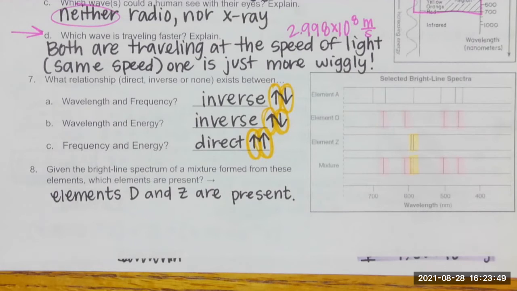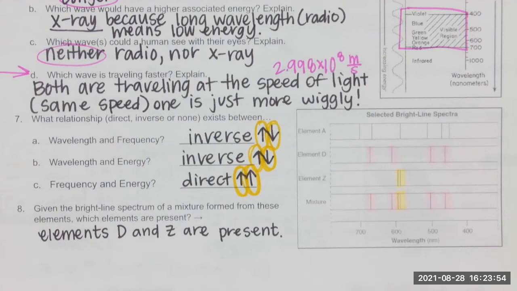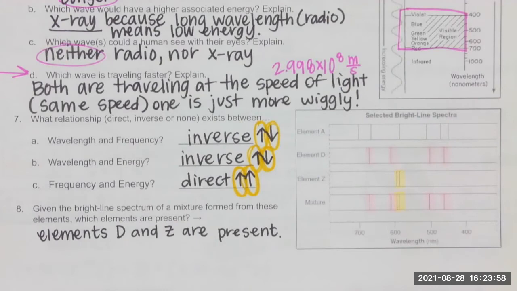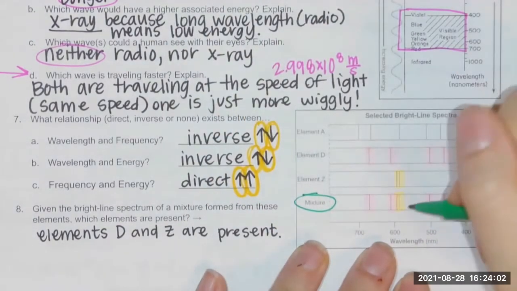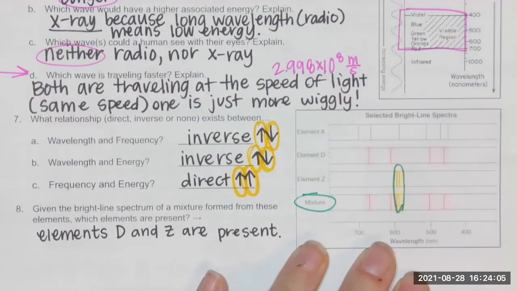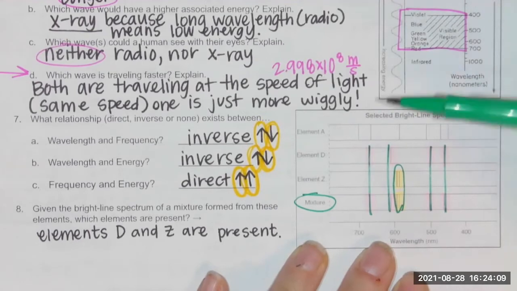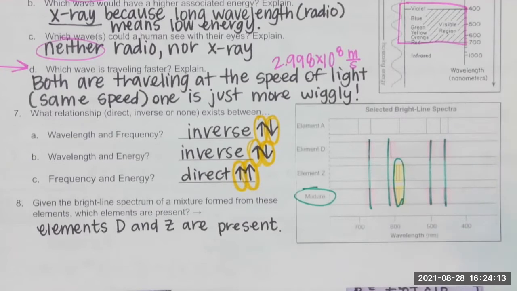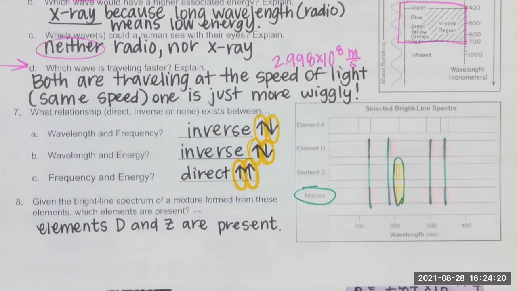And last but not least, here is a bright line emission spectra. All you've got to do is figure out what elements are present in the mixture. And I saw that looked like it matched. And these 4 lines look like they match. And this one, I couldn't see any evidence that it had made it into the mixture. So my final answer was elements D and Z were present in the mixture.